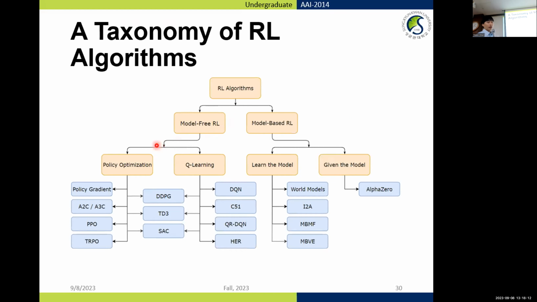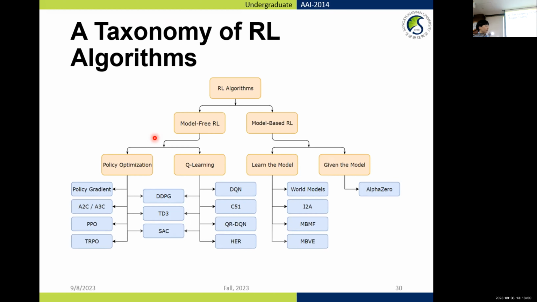Then below the model-free RL, there are two ways. One is policy optimization, which is policy-based. The other is value-based, which we call Q-learning. Q is quality: we need to evaluate the quality of a value function, that's why we call it Q-learning. Below them are all those different famous algorithms: policy gradient, A2C, A3C, PPO.